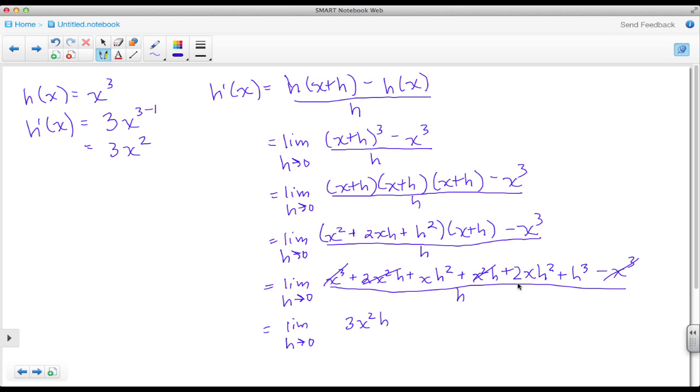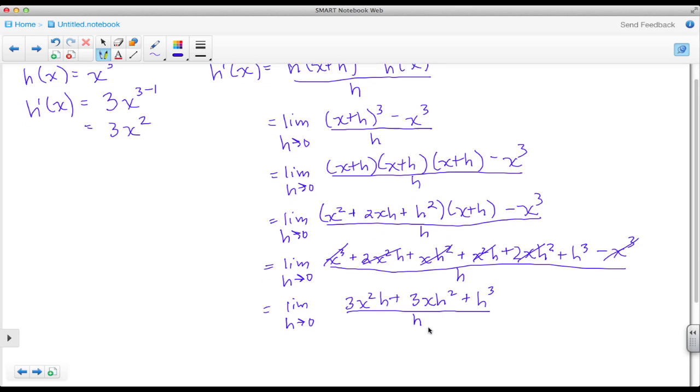Let's see, what else can I do here? I have xh squared. Alright, I have another xh squared, so I've got plus, and that's going to be 3xh squared. So that's this term and this term, and I'm left with a positive h to the third, where all this here is divided by h. Scroll down a bit.